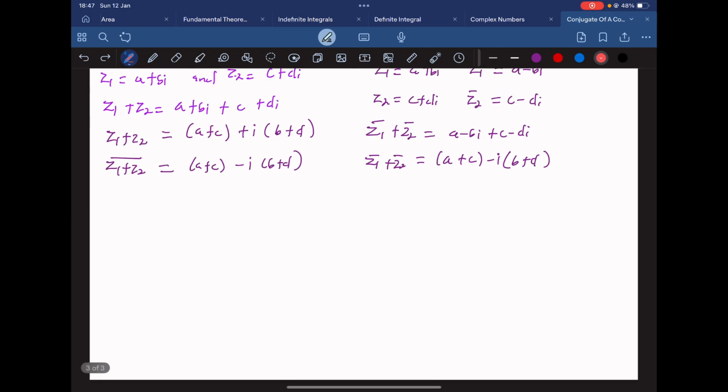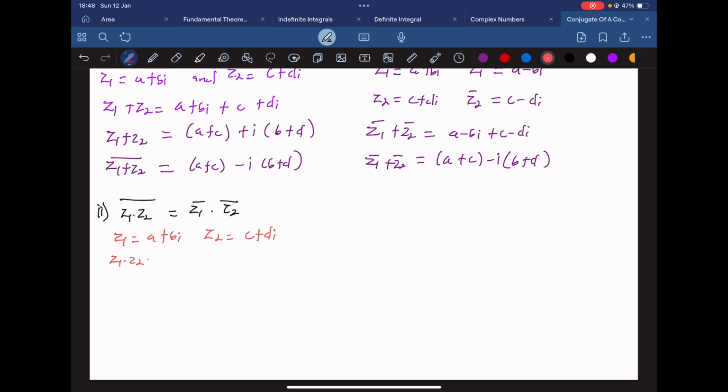Let's look at a different one. So let's say we have II. You have to show that the conjugate of z1 times z2 is equal to z1 bar times z2 bar. So again, we are going to let our z1 be equal to a plus bi. Our z2 is equal to c plus di. Then we find z1 times z2.